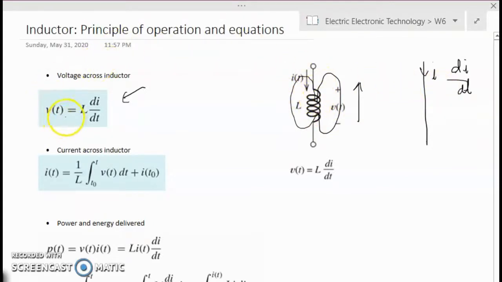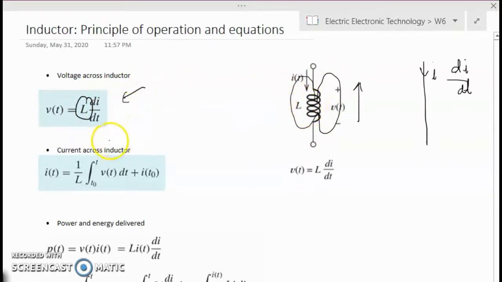And what does that voltage equal? Well, that voltage is proportional to the variation of current, right? That voltage is proportional to di over dt, and the proportionality coefficient is the inductance, L. So v(t) equals L di over dt. So now we know the voltage across an inductor if there is current going through it. If there is variation of current, then the voltage is L di over dt. If there is no variation, then the voltage will be 0.